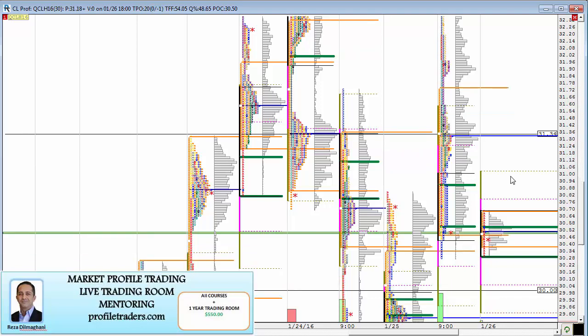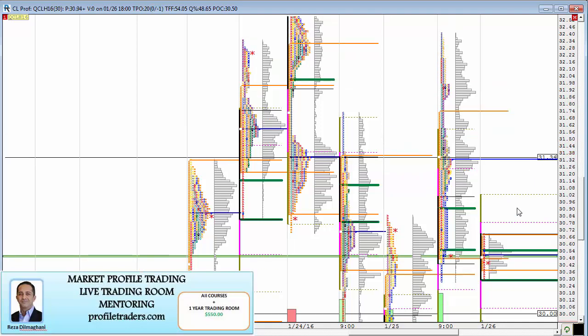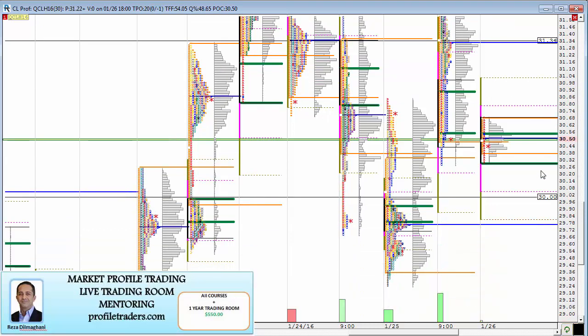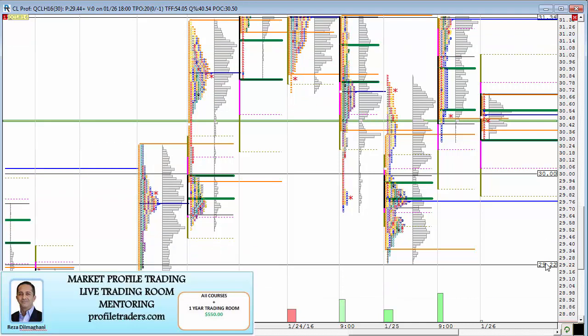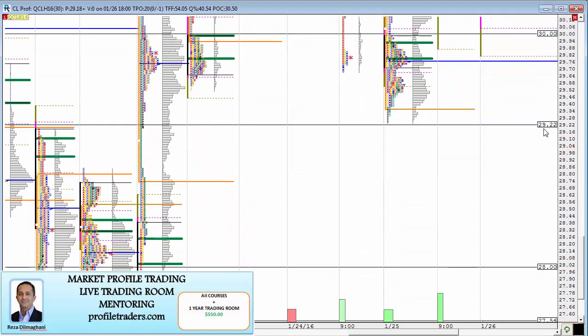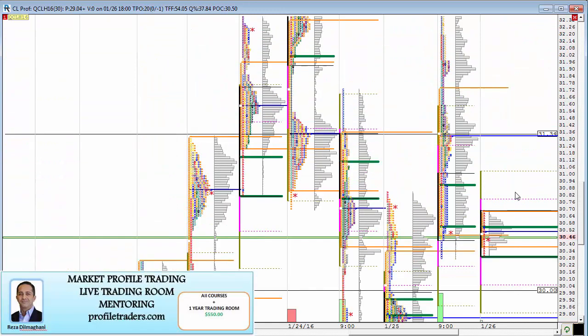31.35. That's the main support. Until we remain below 31.35, we should see continuation down. Of course, 30 will be the first round number to look at. Past 30, we have 29.78, a POC down there, and then the low here of 29.22. We break that, all this area of underdevelopment should be revisited with a drop towards 28.